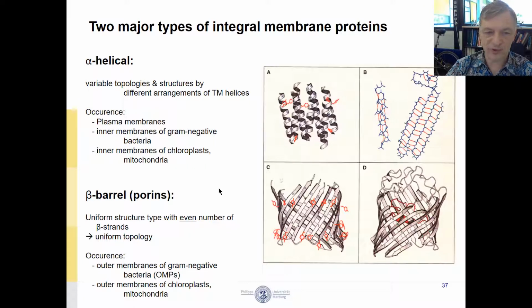So they occur on the outer membrane of gram-negative bacteria, the outer membrane, so that is outside the peptidoglycan layer and the inner membrane, and on the outer membranes of chloroplasts and mitochondria, but nowhere else. So that's different for them. That does not mean that there are not sometimes alpha helical proteins in some of these compartments, but they are very rare. Mostly it's this kind of beta barrel-like type.